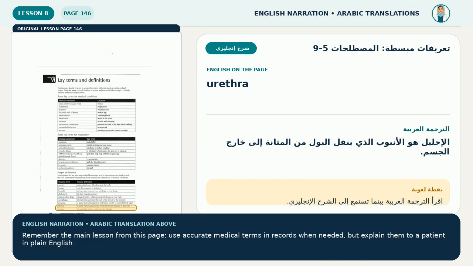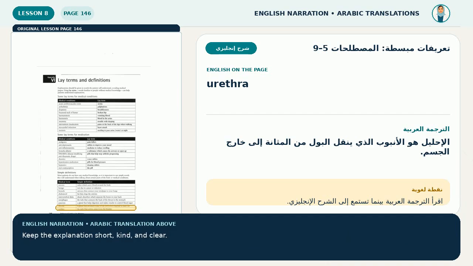Remember the main lesson from this page. Use accurate medical terms in records when needed, but explain them to a patient in plain English. Keep the explanation short, kind, and clear.